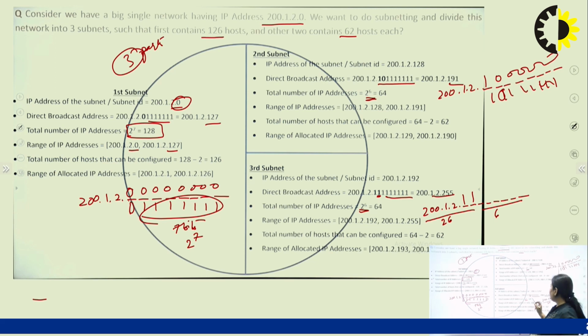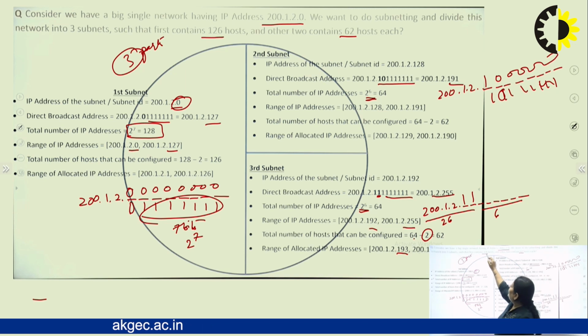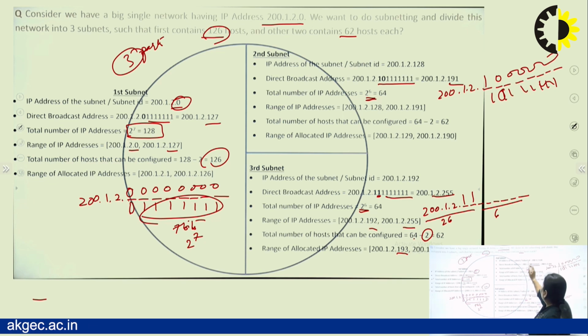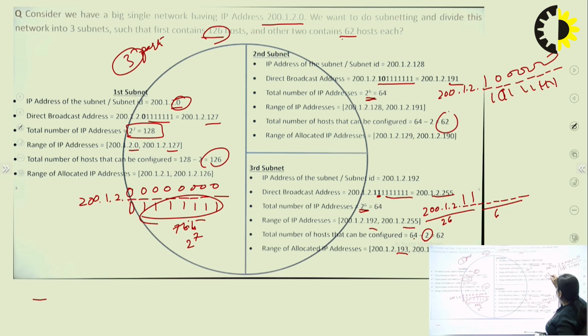Range of IP addresses 192 to 255. Again the total number of hosts is 64 minus 2, 2 being reserved for your broadcast address and the network ID. And the range of allocated is from 193 to 254. So what the question demands here is that the first contains 126 hosts, and we are getting 126 hosts there, and the other two contain 62 hosts each. So we are getting 62 hosts here and 62 here.